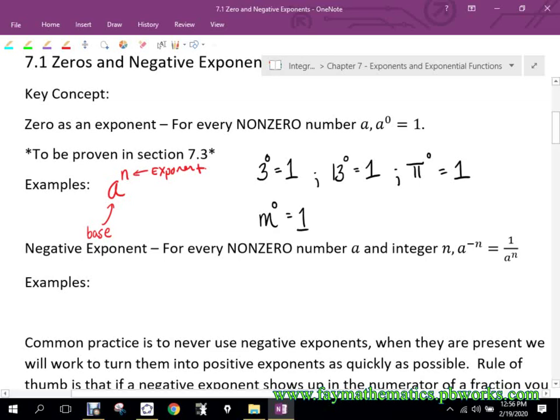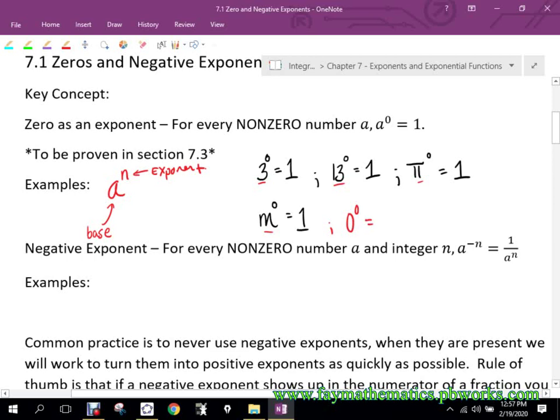And we call that thing in front of the exponent a base. So in this case, 3 would have been the base, 13 is the base, pi is the base, m is the base. But every one of those things raised to the 0 power is 1. Now, there are some discrepancies with 0 to the 0. What does that equal?